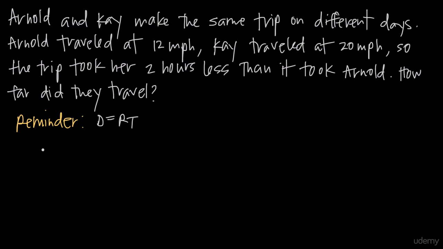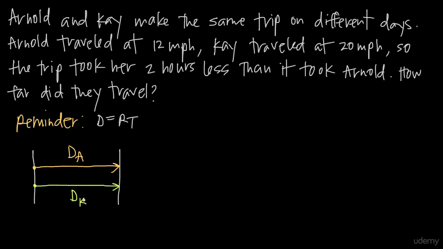The first thing we want to do then is draw a diagram of our motion. So we're going to say both Arnold and Kay started at the same point. So we're going to say that they started here and that they traveled to this point here. So we'll go ahead and say that Arnold started here and he traveled to this point, and so we can call this Arnold's distance. So we'll say the distance of Arnold, d sub a, and then we'll say that Kay started at the same point. She made the same trip, so she started at the same point, she traveled to the same point, and so this is going to be Kay's distance, or d sub k.